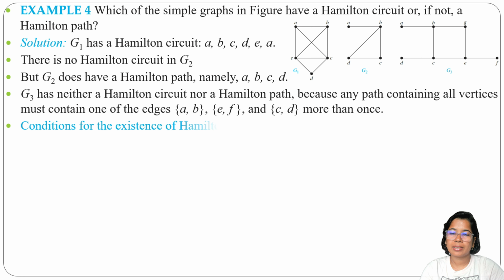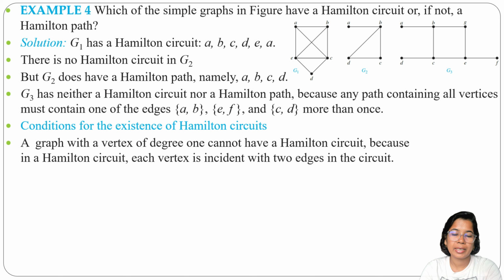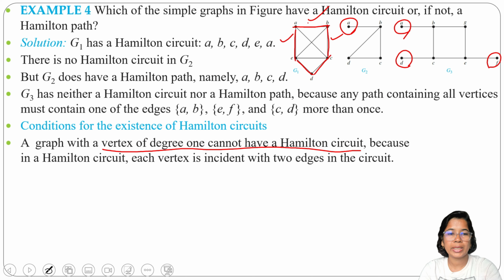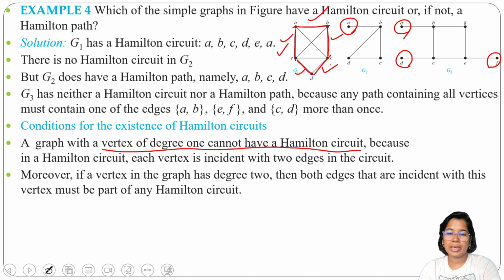Now, the condition for existence of a Hamilton circuit: a graph with a vertex of degree 1 cannot have a Hamilton circuit. Now in G2 there is a degree 1, and in G3 degree 1. So G2 and G3 cannot have a Hamilton circuit, because in a Hamilton circuit each vertex is incident with two edges in the circuit. So for A two edges are used, for B two edges, for C two edges, meaning at least degree should be 2. If degree is 1, then a Hamilton circuit is not possible. So if a vertex in the graph has degree 2, then both edges incident with this vertex must be part of the Hamilton circuit.